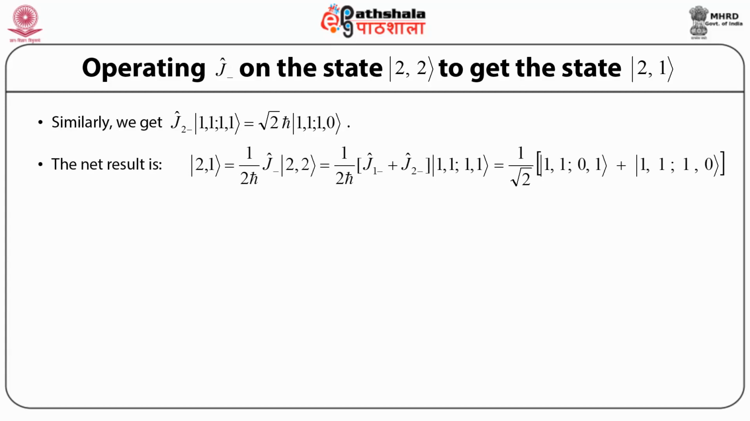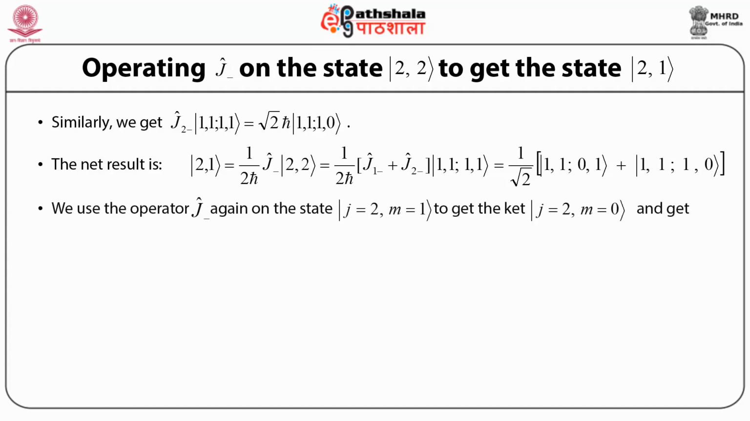The net result is |2, 1> is equal to 1/(2 h-cut) times the ladder operator J minus acting on |2, 2>, which equals 1/(2 h-cut) times (J1 minus + J2 minus) acting on |1, 1, 1, 1>, which equals 1/square root of 2 times (|1, 1, 0, 1> + |1, 1, 1, 0>).